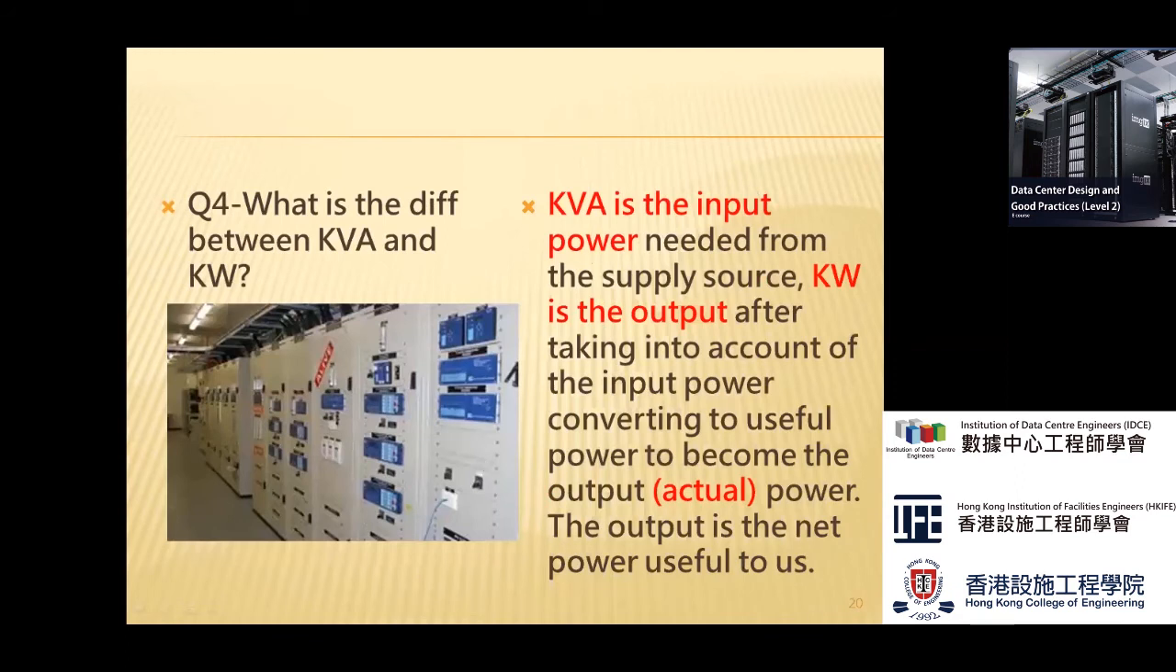What is the difference between kVA and kW? Now, I think we talked about this already. kVA is the input power from the power source to your electrical switchboard. kW is the output power after taking into account the kVA. So the output power is the actual power or the available power.